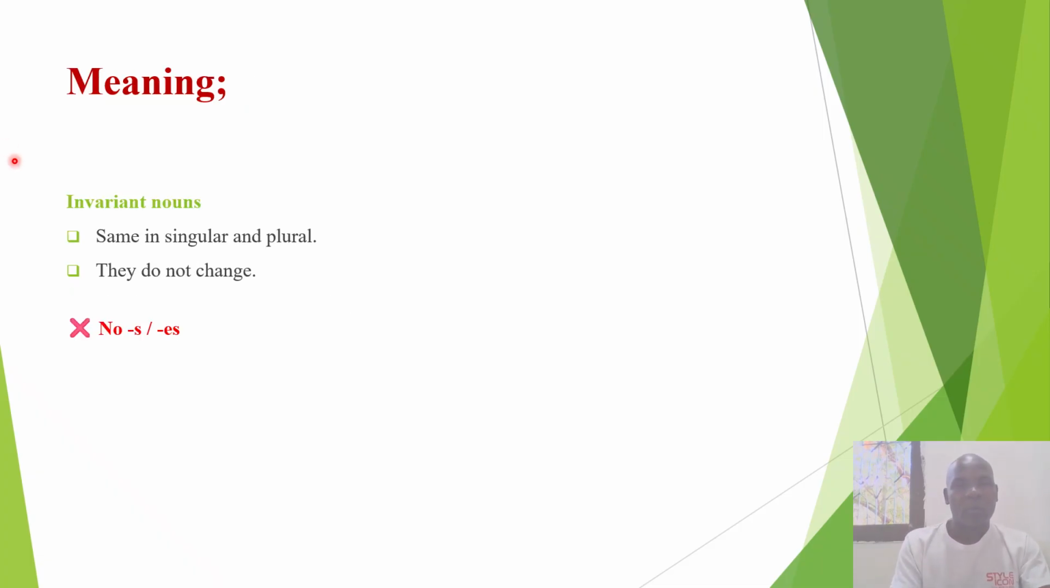So, what are invariant nouns? We have already said invariant nouns are nouns that don't change their forms. These nouns remain the same, don't change from the singular to the plural. We use them the way they are, both in singular and in plural. In short, we are not going to add S or ES, or change F to VES, or change Y to IES, and many other changes. These ones remain the way they are.